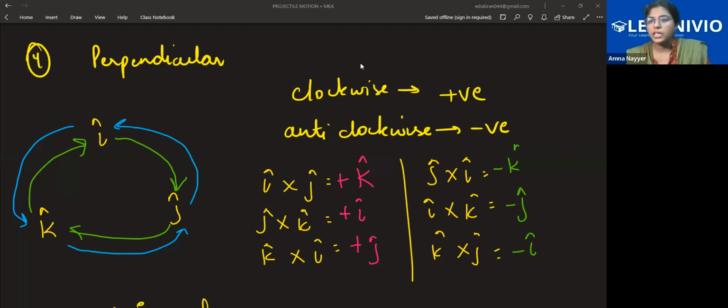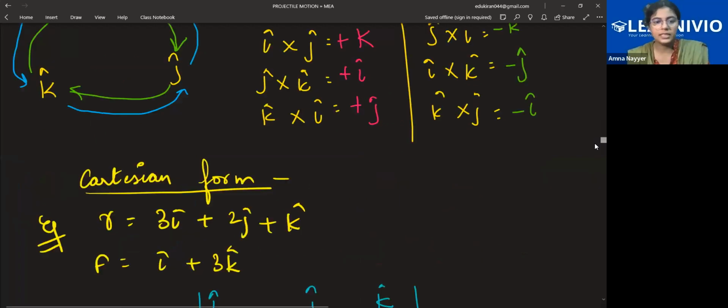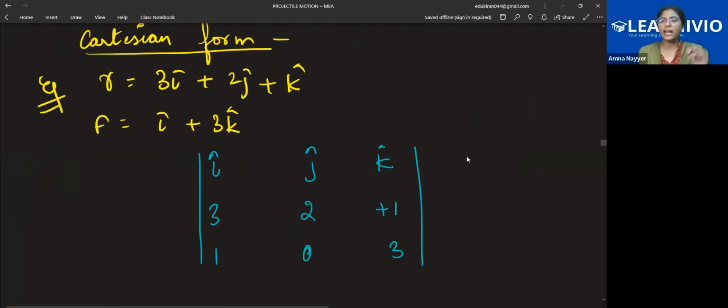All right. Fine. Let us now see how we actually solve a question if it is written in the Cartesian form, with i cap, j cap, k cap. Whenever we have a dot product, solving it is very easy. We just multiply the coefficients directly.